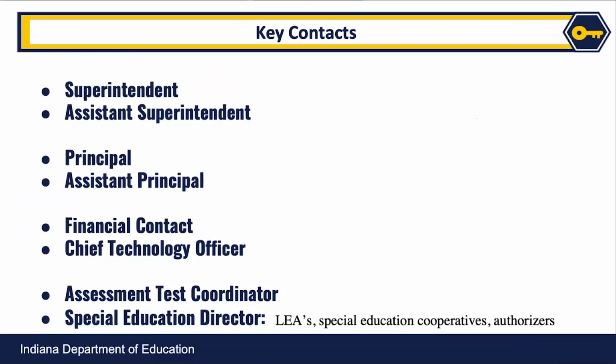For example, a special education cooperative would not have a principal and would not enter this staff type. Superintendent and assistant superintendent staff types should be assigned to the corporation's state organization ID. Principal and assistant principal staff types should be assigned to the state organization ID of the school.